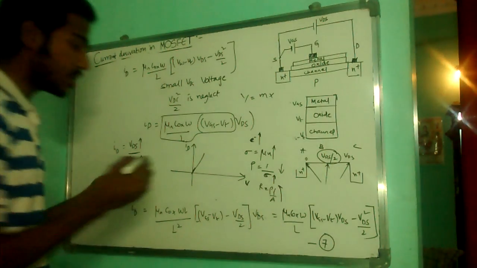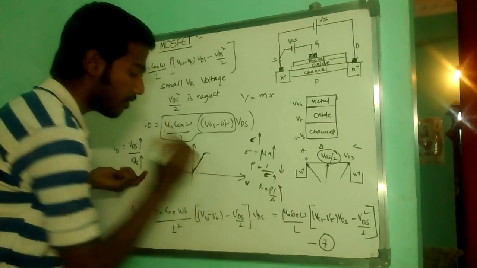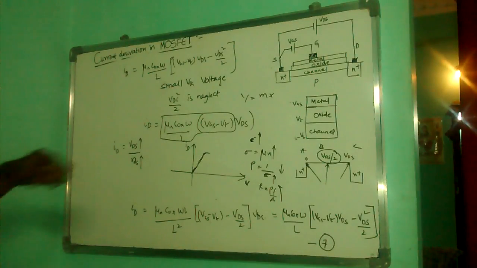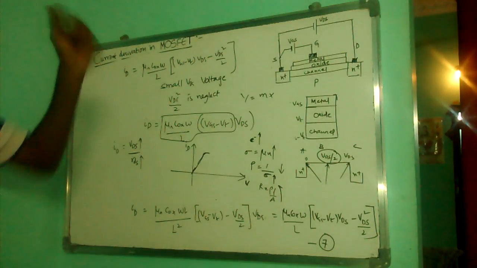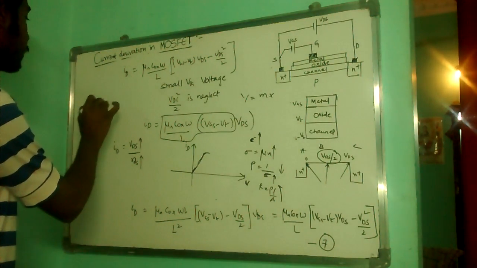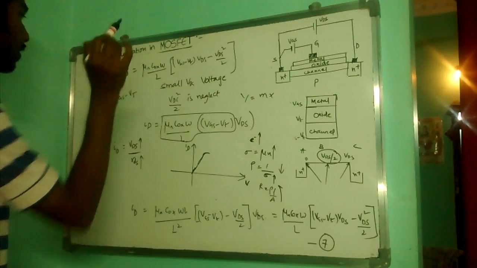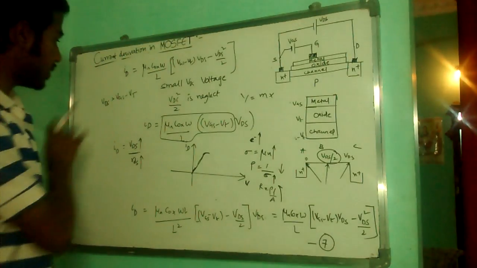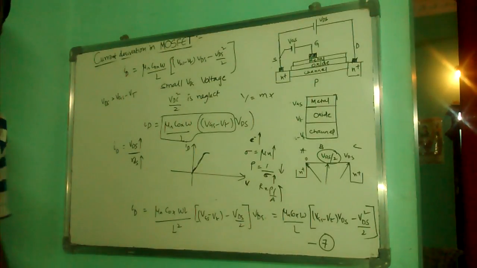Whenever resistance is increased, we will get a bend here. Now, after this, we start increasing VDS to more than VGS minus VT. Then at a certain point we get saturation.